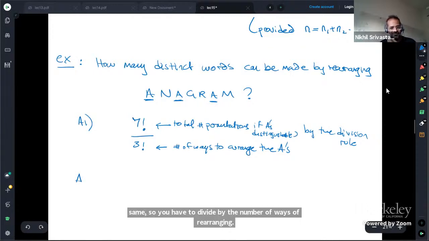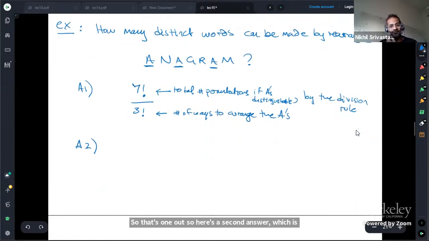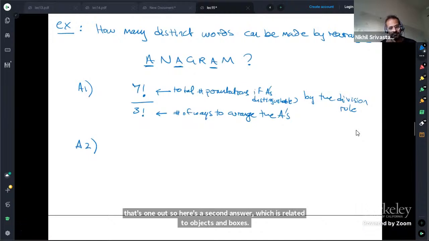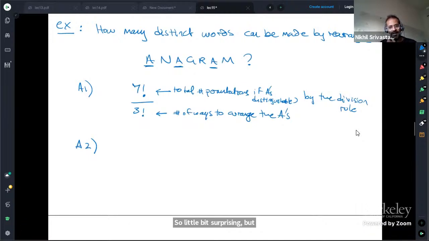So that's one answer. Here's a second answer, which is related to objects and boxes. It's a little bit surprising. But what I'm going to do is make a box for each position.